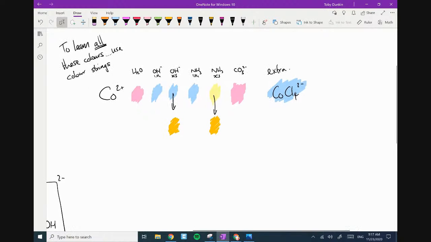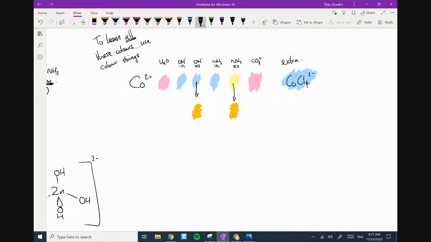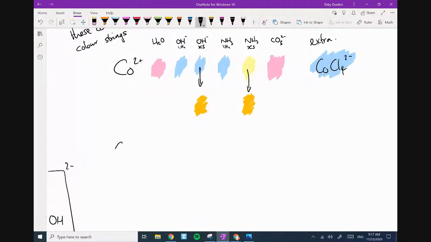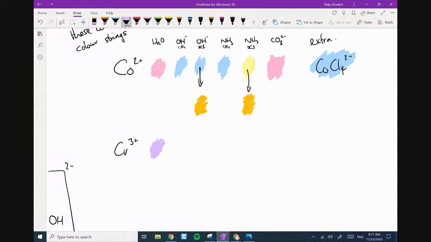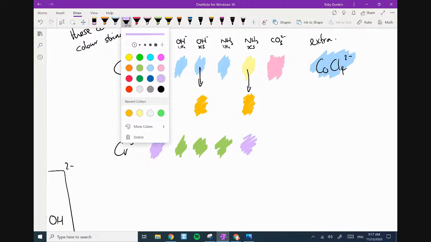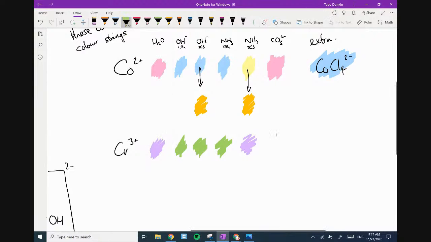So learn them as strings: pink, blue, blue, blue, straw yellow, pink. Purple, green, green, green, purple, green. It's not purple at the beginning, it's violet. That's chromium 3+. Learn them as strings: purple, green, green, green, purple, green. But it's not purple. It's violet.